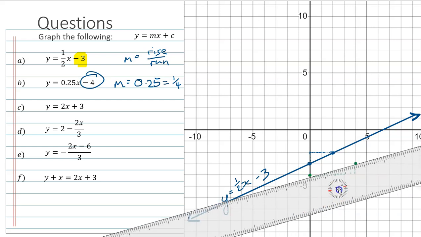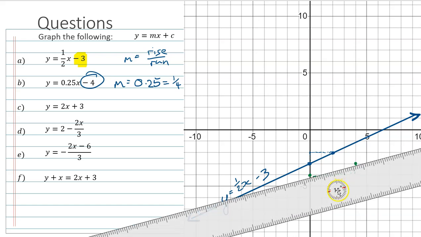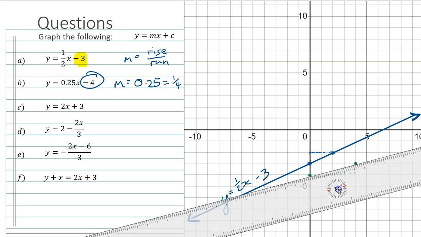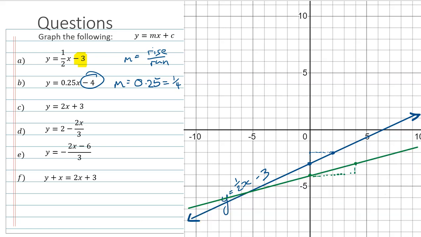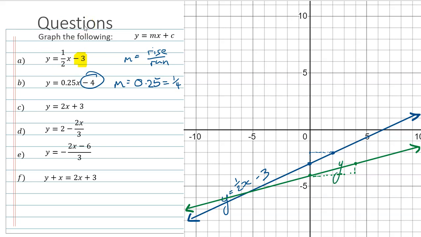And we want our ruler to pass through both points. So the angle is not going to be exact here, but we'll do our best. It's pretty close. We'll draw our line. And then I'll annotate it. So this one will be y equals 0.25x minus 4. Perfect.